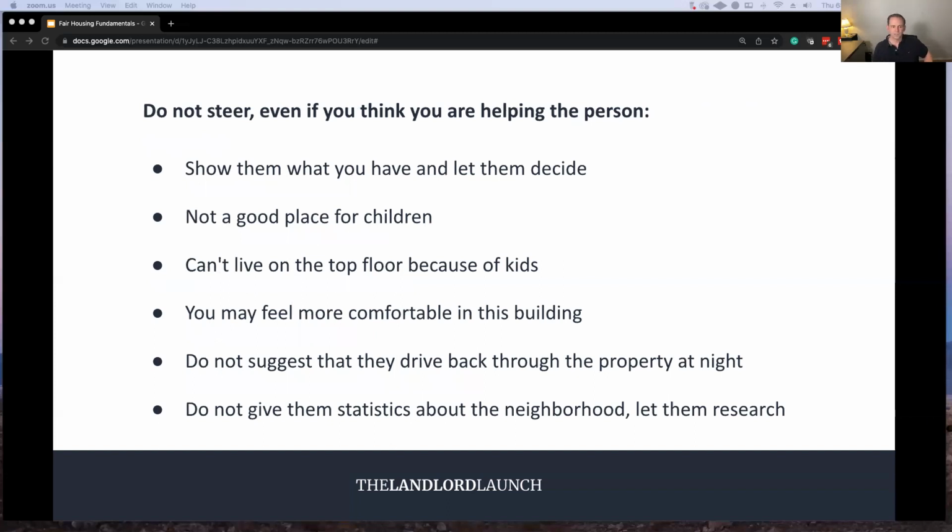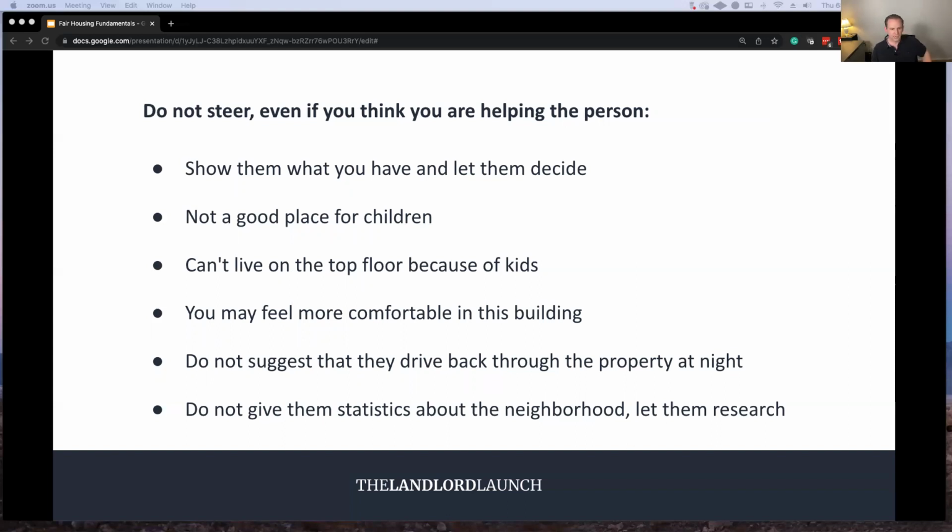Don't steer. Like I said before, show them what you have, let them decide. Don't say stuff or make the determination it's not a good place for children. You can't live on the top floor because of kids. You may feel more comfortable in this building because there are more people that speak Spanish there. Whatever that is. No, don't do it.